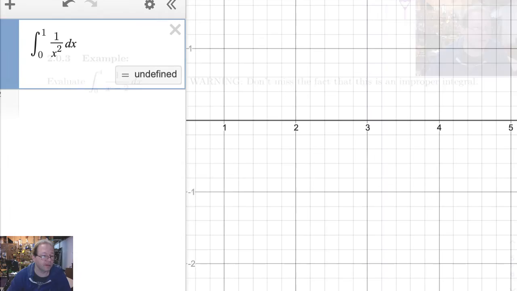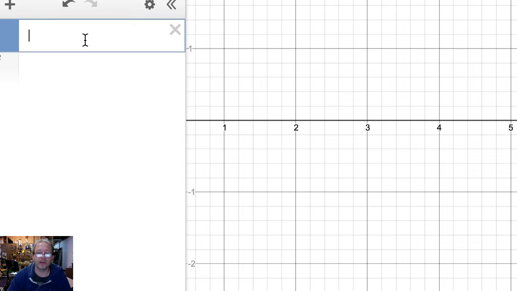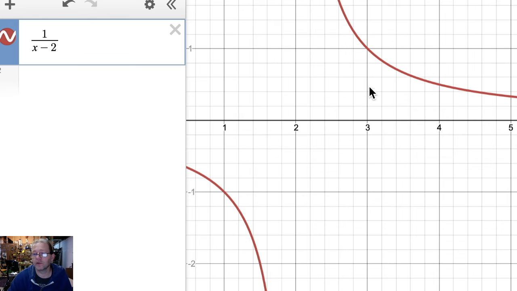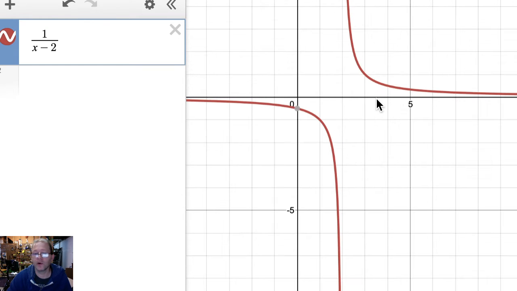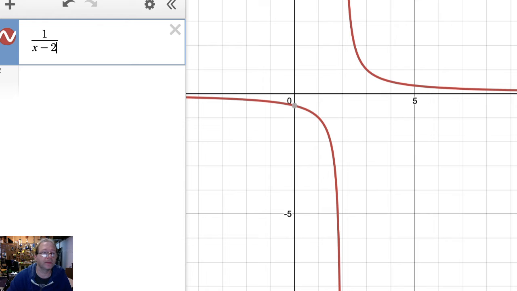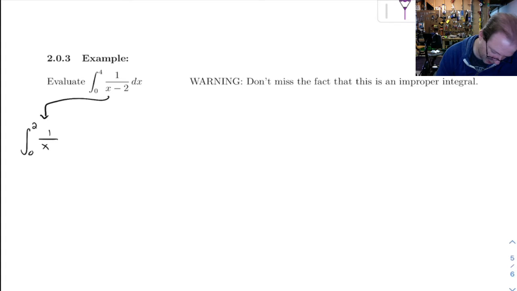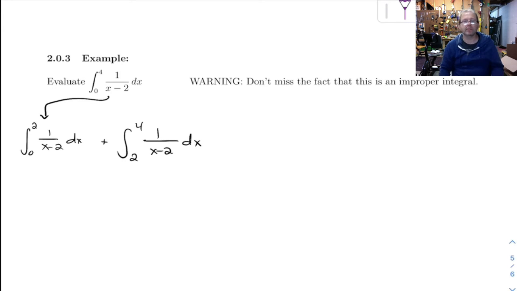If you were to graph this, it would look like this. So 1 over x minus 2. If we're doing this from 0 to 4, we've got this big vertical asymptote here in the middle. So what we have to do is rewrite this as the integral from 0 to 2 of 1 over x minus 2, plus the integral from 2 to 4 of 1 over x minus 2. And then we have to do these individually.